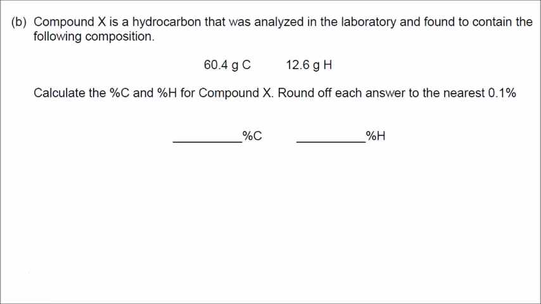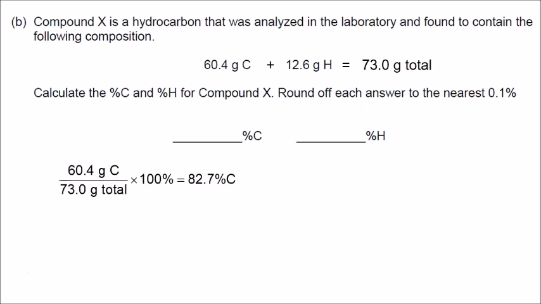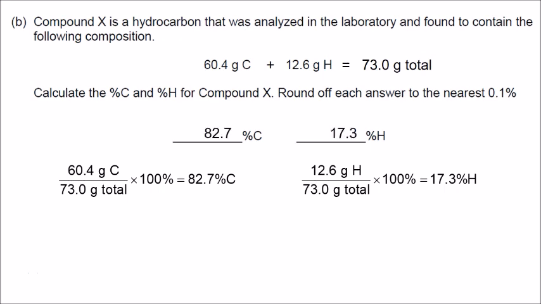In part B, we are given that compound X is a hydrocarbon and was found to contain the following composition: 60.4 grams of carbon, 12.6 grams of hydrogen. To get the percentage by mass, we'll simply divide each of those masses by the total, which happens to be 73.0 grams. So 60.4 grams of carbon divided by 73 grams total gives us 82.7% carbon, and then 12.6 grams of hydrogen divided by 73 grams total gives us 17.3% hydrogen.